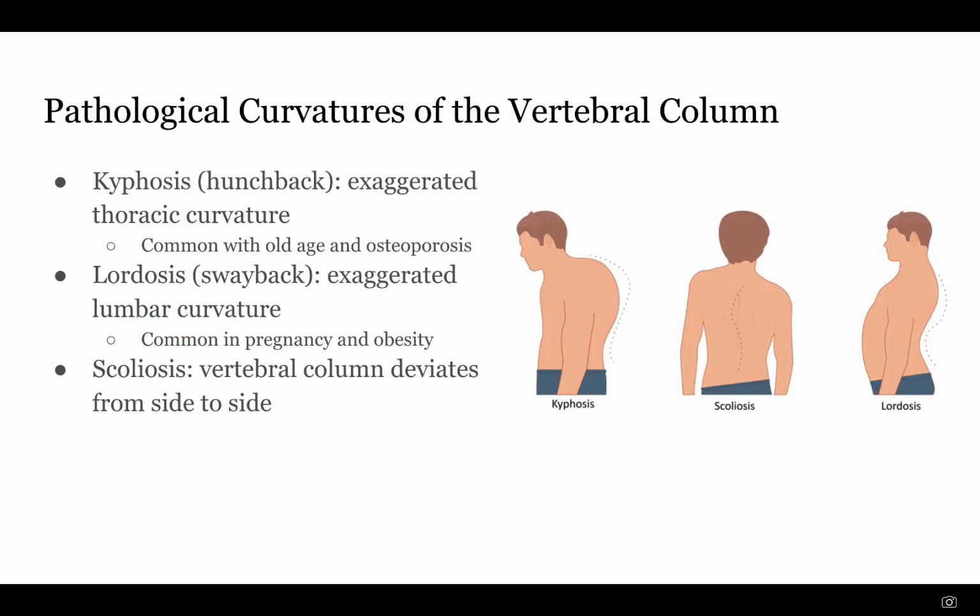Pathological curvatures occur when normal vertebral alignment is exaggerated or altered. Kyphosis involves an excessive thoracic curvature and frequently occurs with aging and osteoporosis. Kyphosis is also known as hunchback. Lordosis involves exaggerated curvature of the lumbar region and is commonly observed in pregnancy and obesity. Lordosis is also known as swayback. Finally, scoliosis is characterized by lateral deviation of the vertebral column. We can see all 3 pathological curvatures in the image on the right.